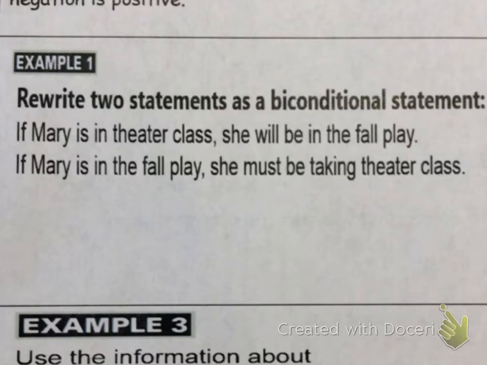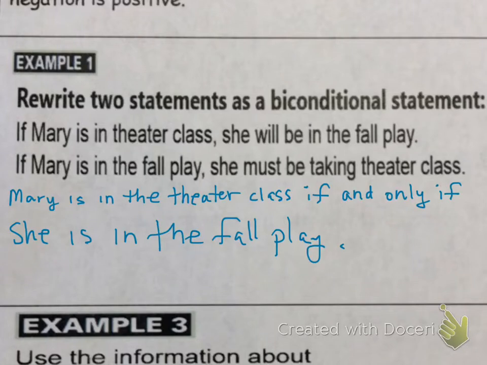I did it the first way when I wrote it down. Give me just a second. I'm going to write this down for you, and then you can copy it to make sure you have it correct. All right, so again, what I wrote down was that biconditional statement that says Mary is in the theater class if and only if she is in the fall play. And again, that really just means that it happens both directions. So take a minute, pause the video, write this down, and then let's go on to the next problem.